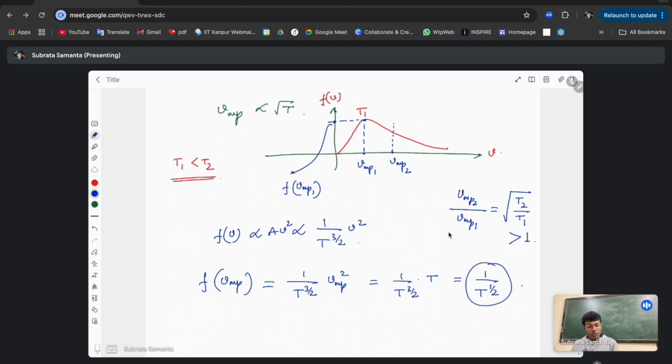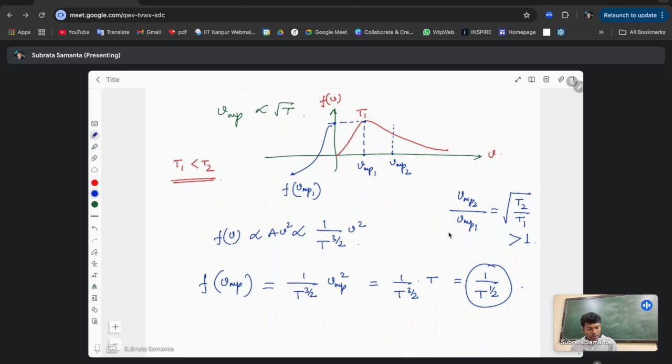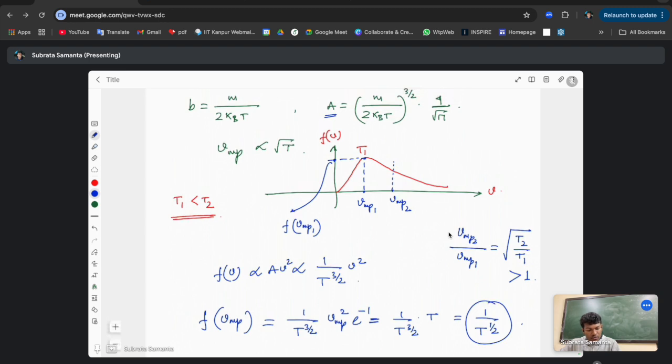The other one is just an order 1 number, so e to the power minus b v square is an order 1 number, okay, just 1, you can easily check. So ultimately the temperature dependence is 1 over t to the power half. That means if we increase the temperature, the value of the function at the maxima also decreases.